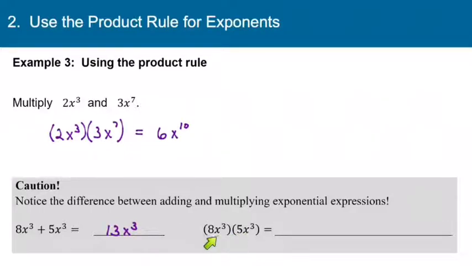Here in the second part, we have 8x to the 3rd times 5x to the 3rd. Now we know that when we multiply variables together, we add the exponents. So 8 times 5 would be 40, and x to the 3rd times x to the 3rd would be x to the 6th. Spend a little time thinking about that and make sure you have the difference between these two very clear in your head.